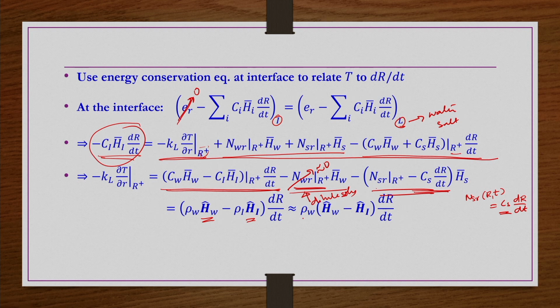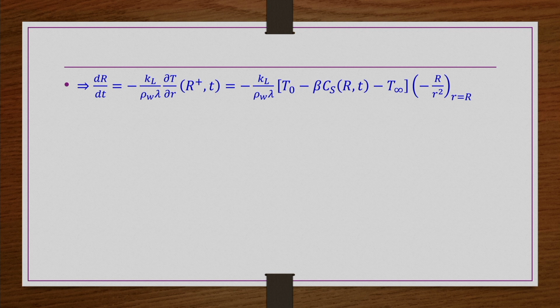Then we take rho_W common, and the problem statement has given that the change in enthalpies because of temperature variations is very negligible compared to the latent heat. So, then we can write rho_W lambda dR/dt. Fine. So, we write dR/dt on one side, and the remaining term is minus K_L divided by rho_W lambda, ∂T/∂R at R plus, comma t. Okay. This is what we have.